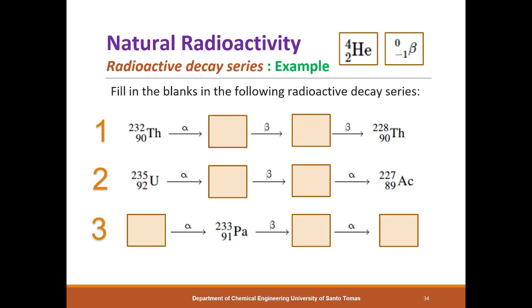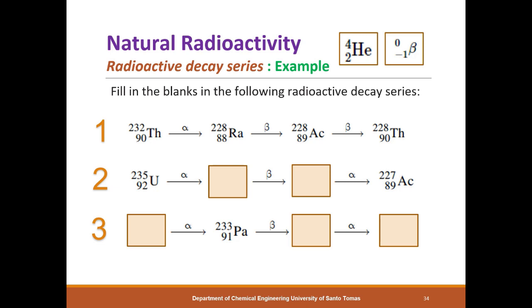So for the first series, we start with thorium-232 and it undergoes an alpha decay. So we expect that the mass number and the atomic number would be decreasing by 4 and 2 respectively, creating radon-228. Then after undergoing beta emission, we expect that there should be no change in the mass number. However, the atomic number would be increased by 1. So from radon, we will be having actinium.